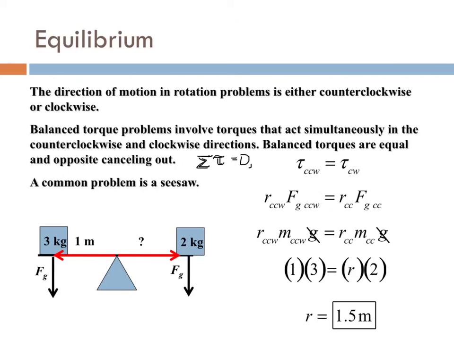So mg, again, your force, times your lever arm r, which is a distance away from our pivot at this point, is going to be equal to mg times r of the other object, and here you're trying to solve for r, which, given the information, comes out to be 1.5 meters.